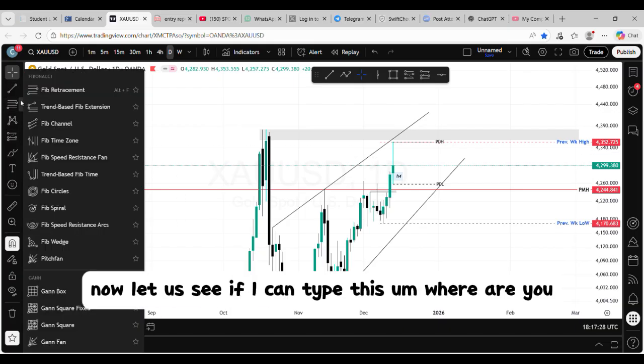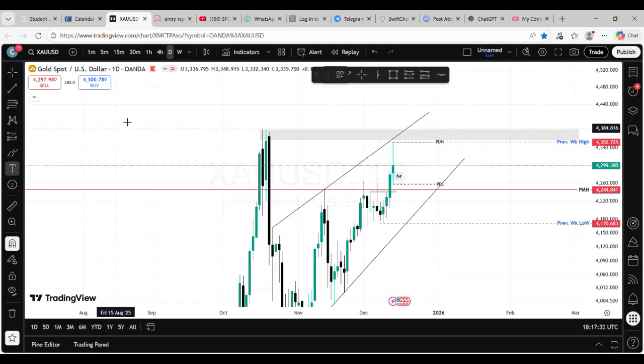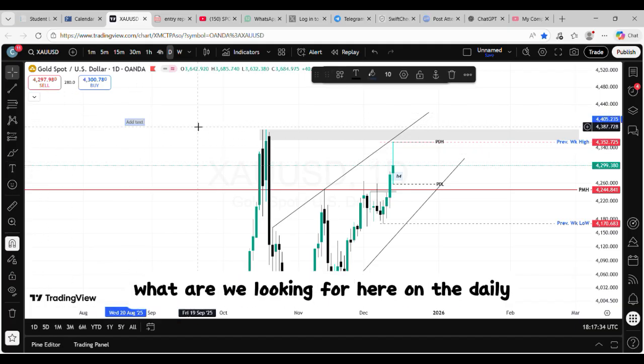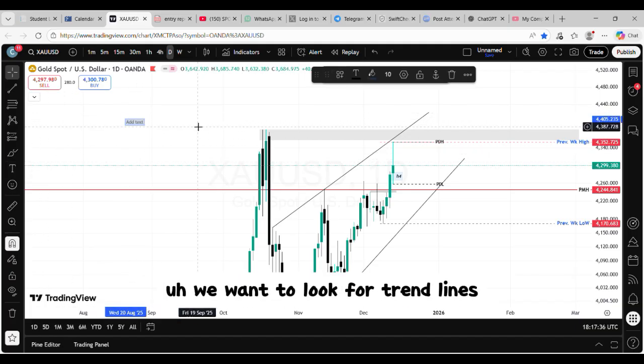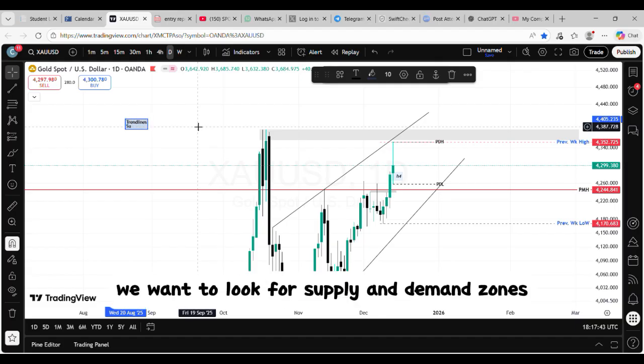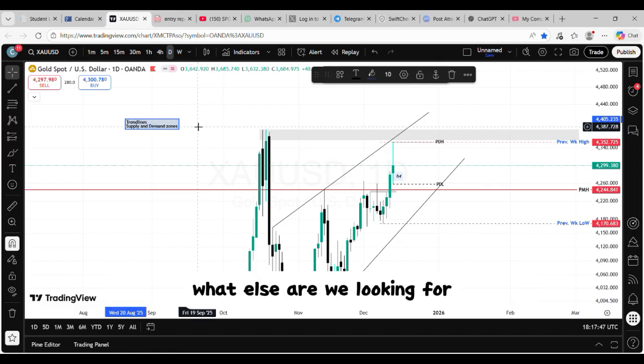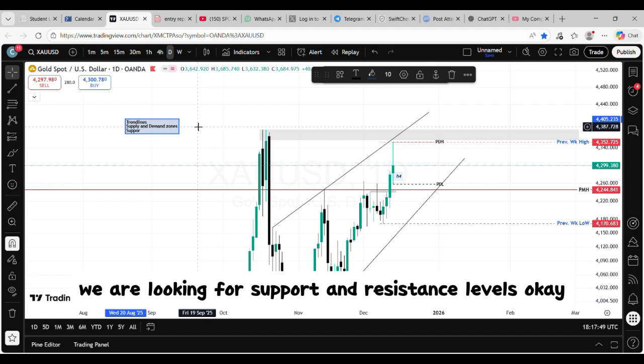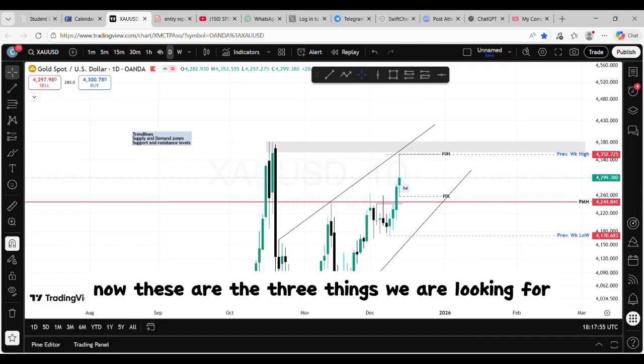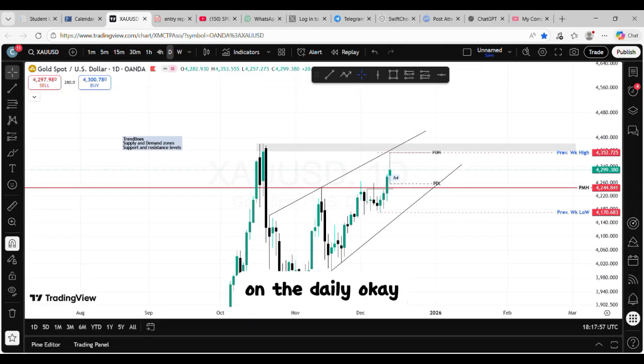Now, let us see if I can type this. What are we looking for here on the daily? We want to look for trend lines. We want to look for supply and demand zones. What else are we looking for? We are looking for support and resistance levels. These are the three things we are looking for on the daily.